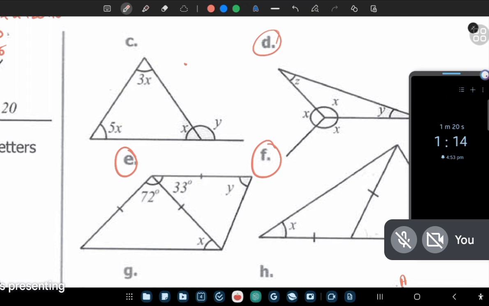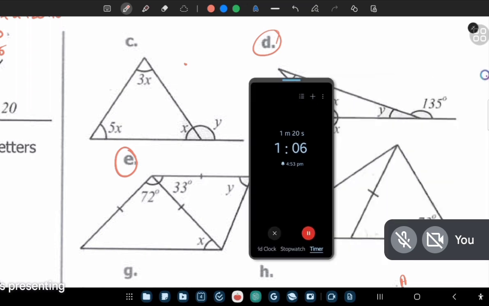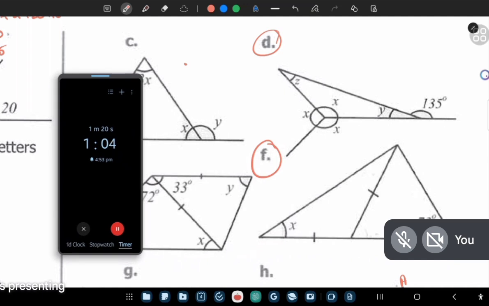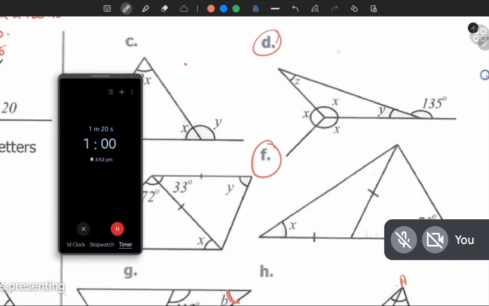Sir, what was the rule for D? For D, try to do that. However, actually we can. Remember this rule, which is like you have a triangle and then you have a straight line, right? So this angle will be equal to these two angles summed up.